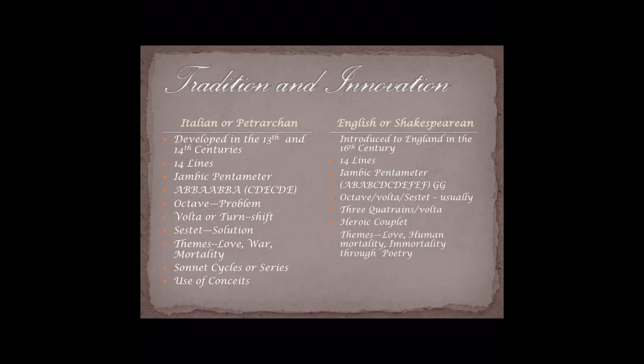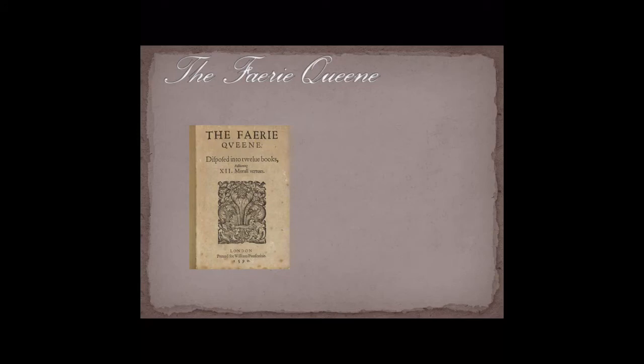Themes in the English sonnet were similar to those in the Italian sonnet, also in cycles, and also using conceits or extended metaphors. We will look first at Edmund Spenser's sonnet cycle called the Amoretti, or the Little Loves. Spenser is primarily known for his long allegorical morality poem called The Faerie Queene.